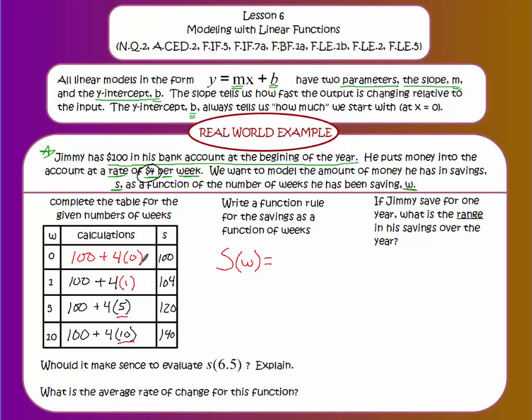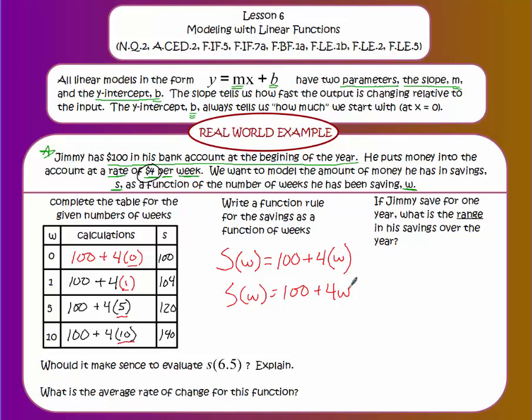So let's take a look at that. What's changing? This value in the parentheses is what's changing each time, right? So that's our W. That's the weeks. So we have this formula here, 100 plus 4 times W, or 4W. You could write it like this. S of W equals either 4W plus 100 or 100 plus 4W. You don't need the parentheses.